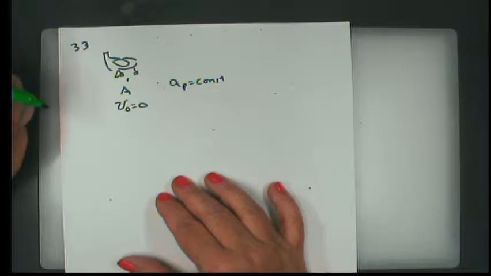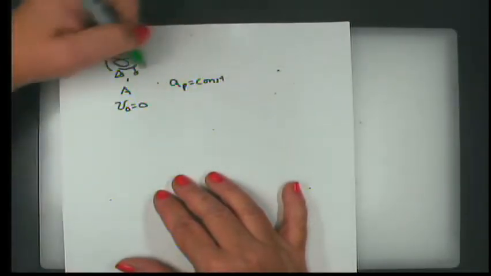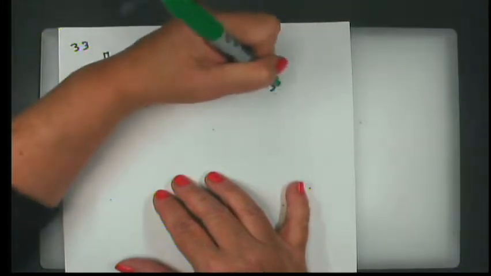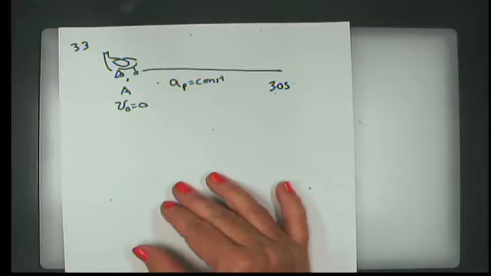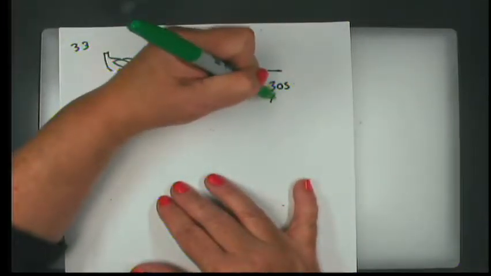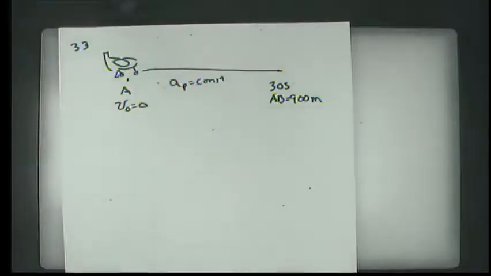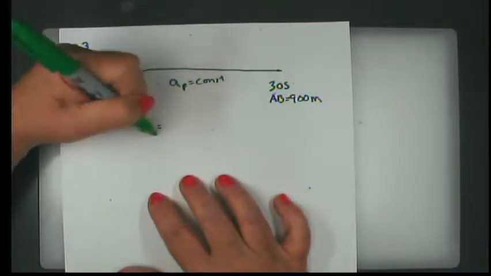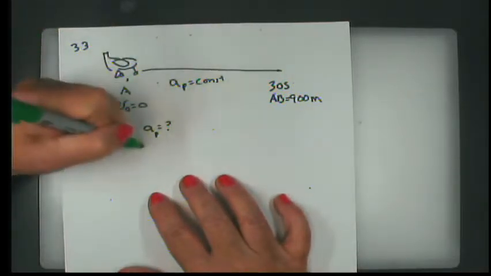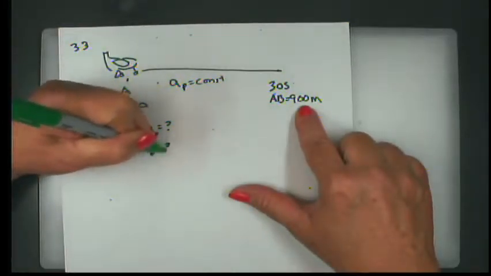It becomes airborne 30 seconds later at a distance of 900 meters. The distance AB is equal to 900 meters. And it asks, what is the acceleration, which we're told is a constant, and what is its velocity when it takes off? In other words, when it hits point B.